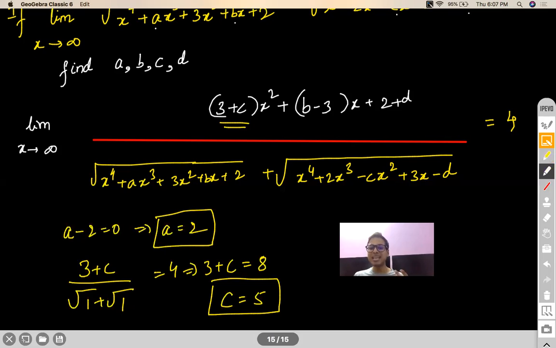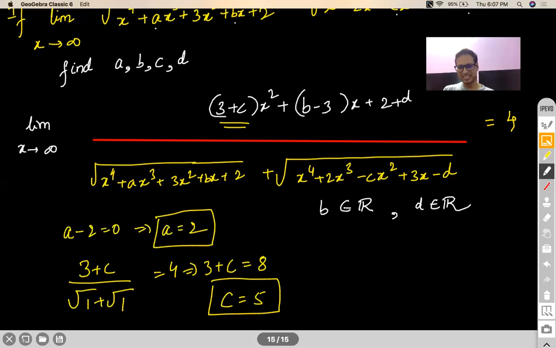B and D could be any real number. It doesn't matter, because nothing depends on them. Even if you take b as 100, 500, 1 billion, it doesn't make a difference. Only a and c will make a difference, which is 2 and 5. Rest, b and d could be anything. Is this idea clear? Let me see who all have got this exactly correct. Not many of you actually. Akshat D has got it correct. Very good, Akshat.